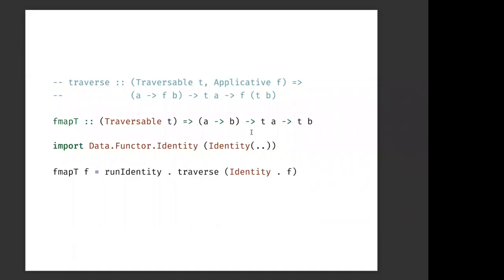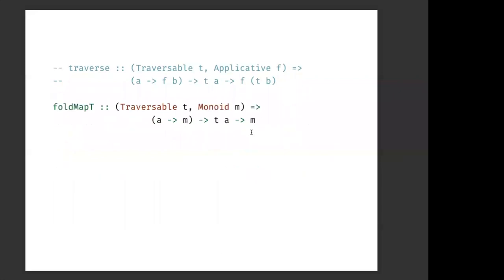Now what happens is we traverse across the T with the pure function A to B, but before it can traverse the B, we wrap it up in this identity so it satisfies the F of B part. And then it's going to hand us back an identity of a T of B. And we can just go ahead and unwrap that, because all it does is wrap things. So that's the run identity part. So fmap in terms of traverse is basically traversing with no effect. That's the identity applicative.